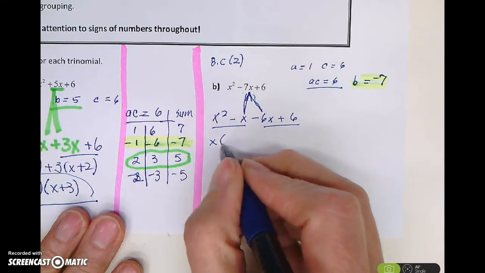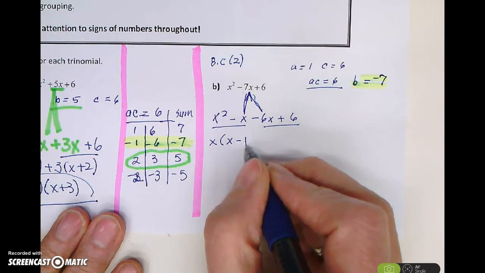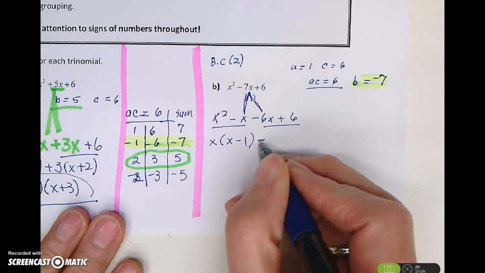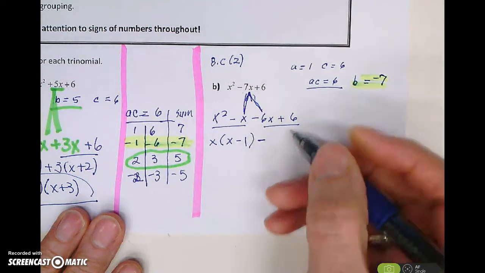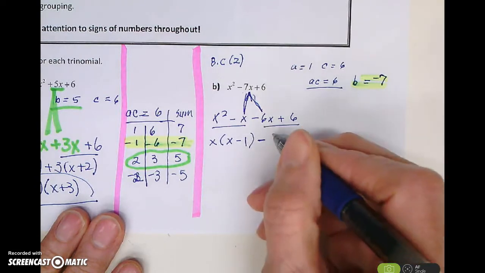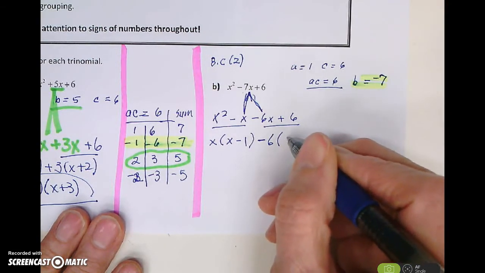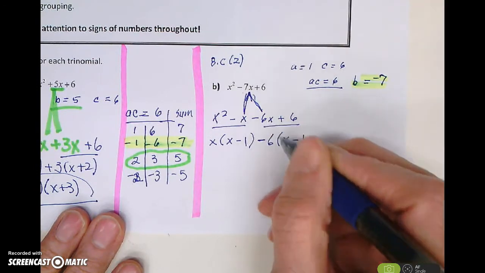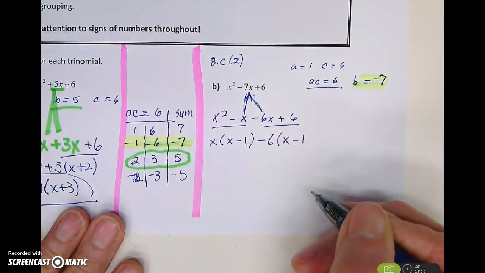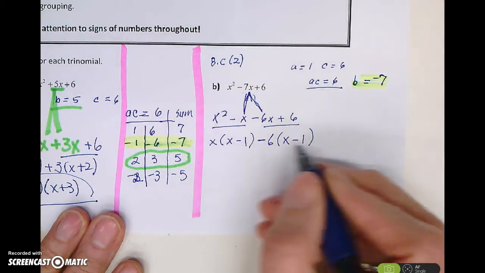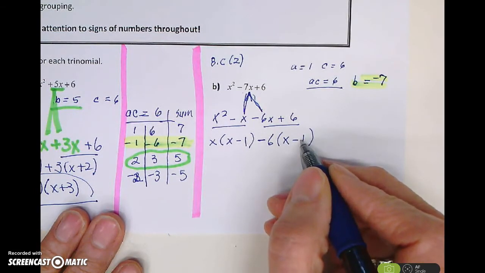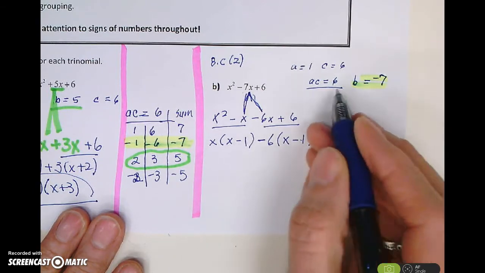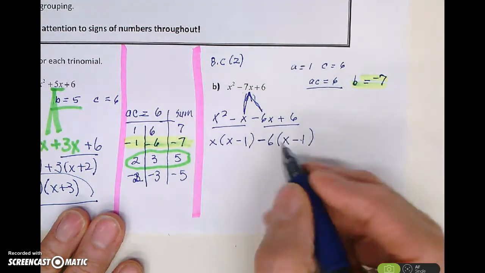Common factor of x in the first two leaves me with x minus 1. This time I have a minus, so I want to take out a minus in front of this. And so that's going to make me then minus 6. And that's going to leave me with an x minus 1. So double check it. That gives me negative 6x and positive 6. My parentheses are the same, which they must be. If they're not the same, I made a mistake in choosing probably my two numbers here.